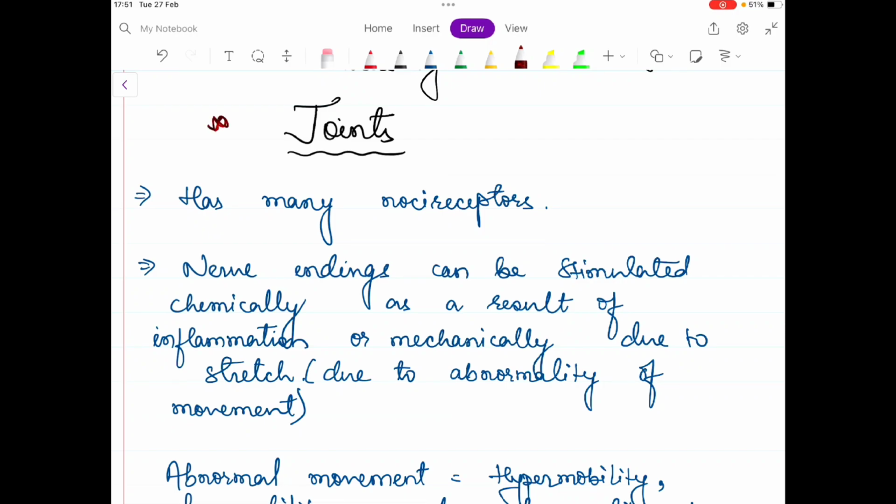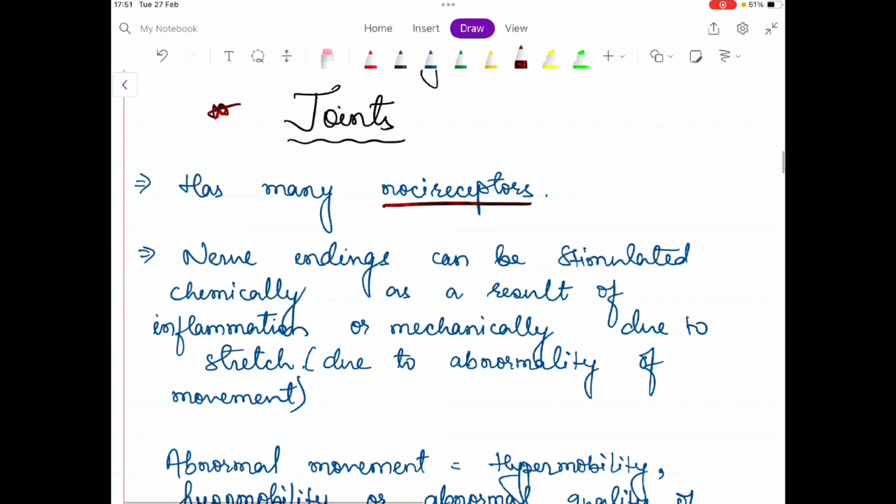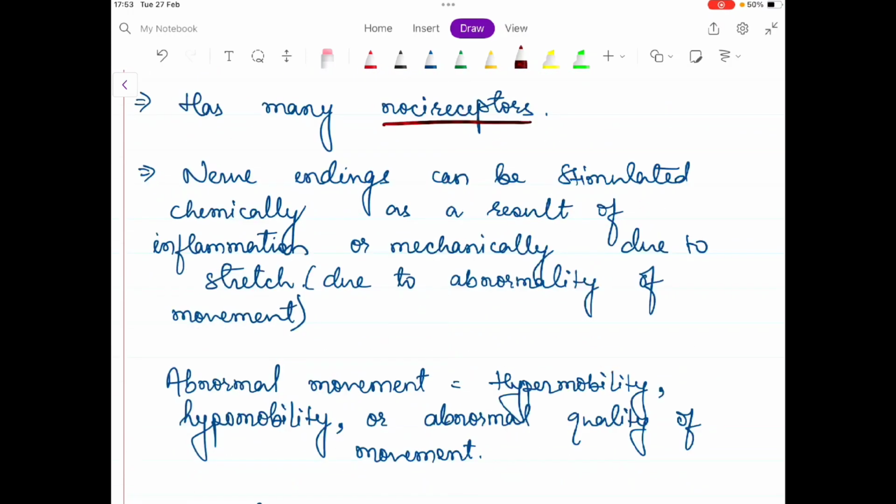So first is joints. Joints have many nociceptors. And the nerve endings present around the joints can be stimulated chemically or mechanically. If the nerve endings are stimulated chemically, it would be a result of inflammation. So let's say that there is an inflammation around a joint. At that time the nerve endings will be stimulated.